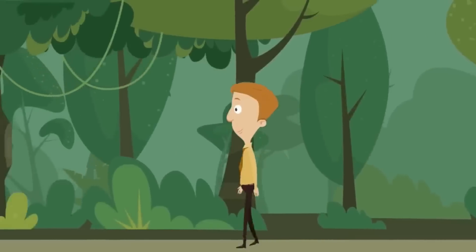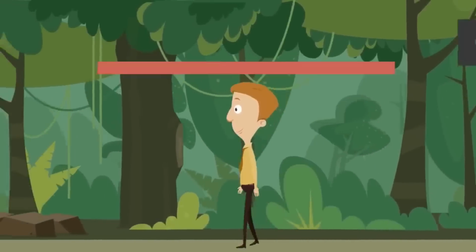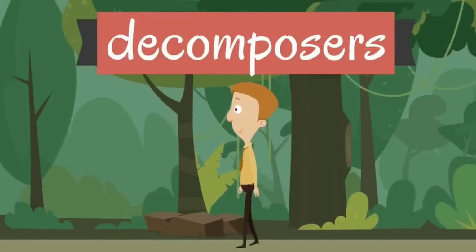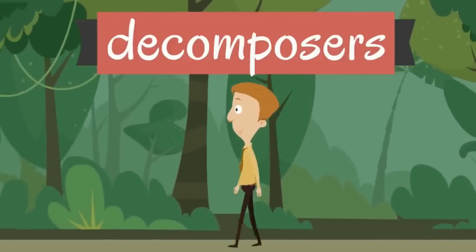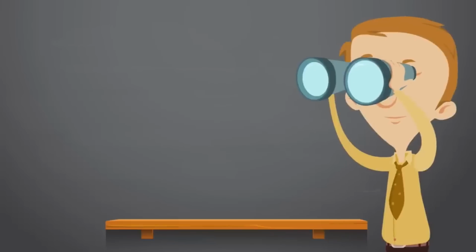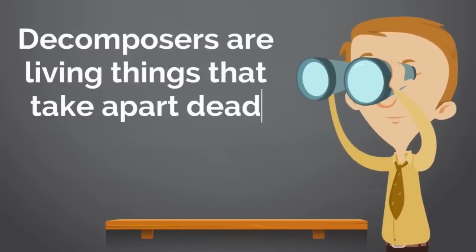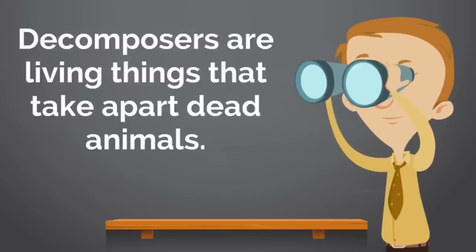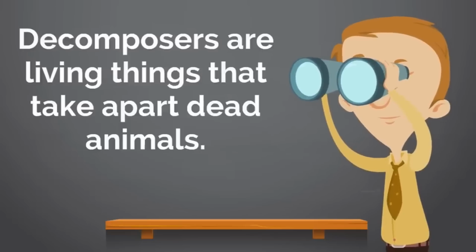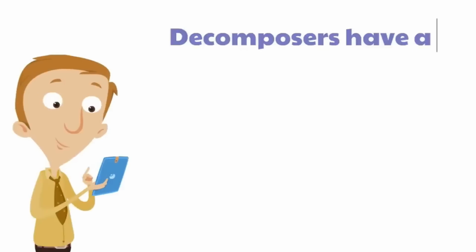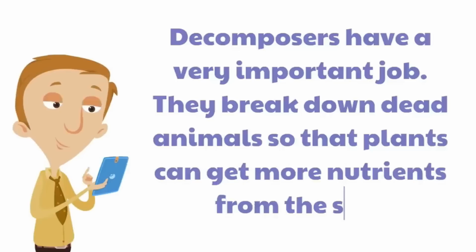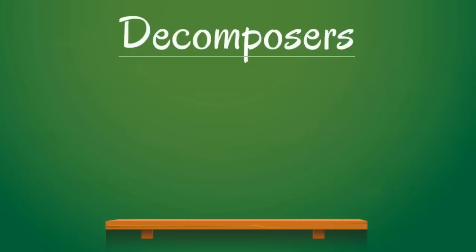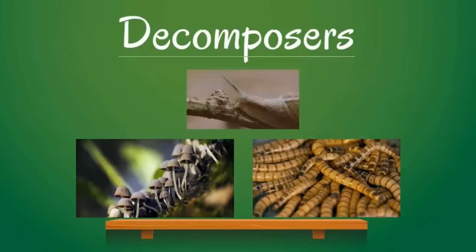Okay, now we have come to a very interesting part of the food chain. Decomposers. Decomposers, can you say that with us? Decomposers. That's right. This might sound weird, but decomposers are living things that take apart dead animals. That's right, they take apart dead animals. Decomposers have a very important job. They break down dead animals so that plants can get more nutrients from the soil. Some examples of decomposers are fungi, worms, and snails.